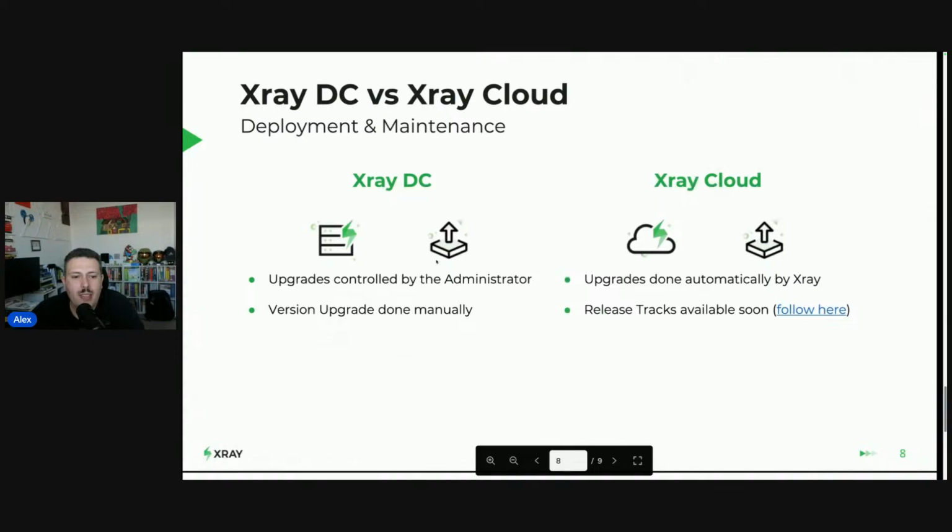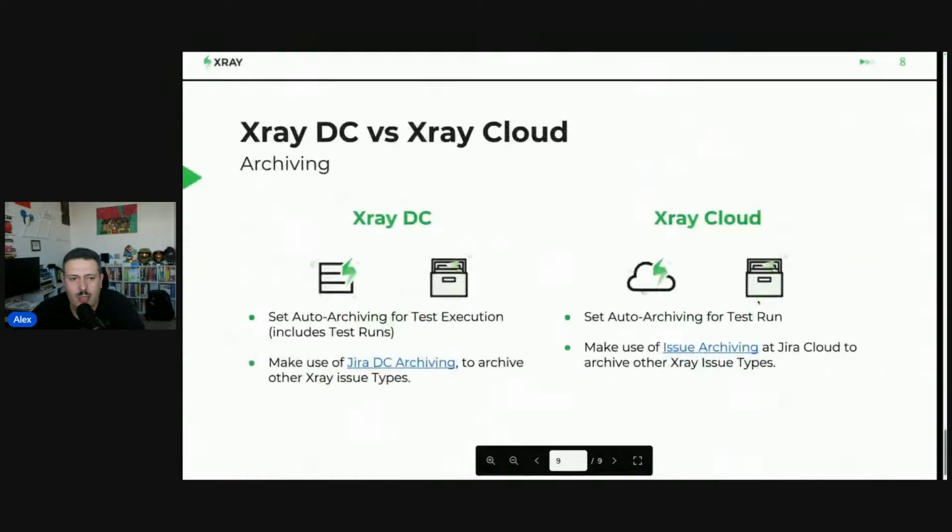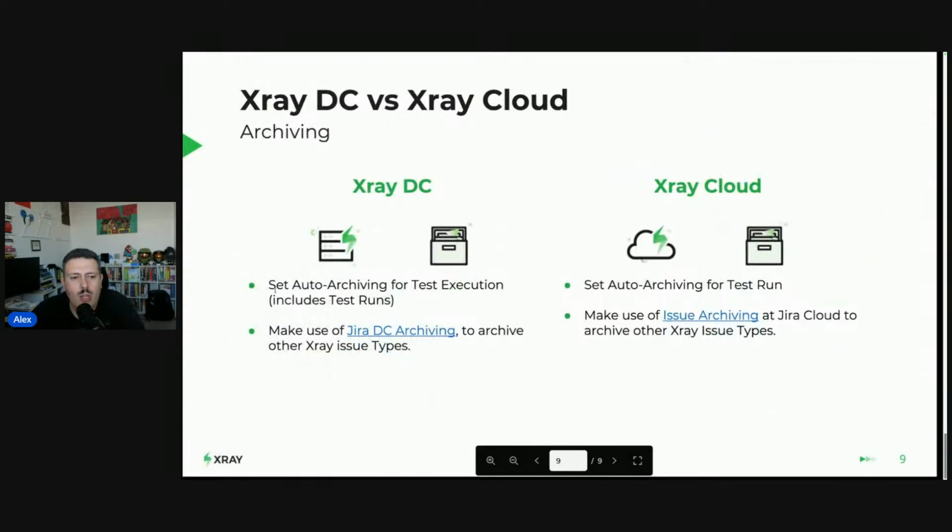From a deployment and maintenance perspective, in the data center, upgrades are controlled by the admin. Upgrades are automatically done by Xray in the cloud. Version upgrades are done manually in the data center, and release tracks are available soon. I haven't seen this, so I'm curious to see when that comes out. Archiving: you can set auto archiving for test runs, though not for test executions. In the data center, we can make use of Jira DC archiving to archive other Xray issue types. And in the cloud, we can make use of issue archiving in Jira Cloud to archive other Xray issue types.